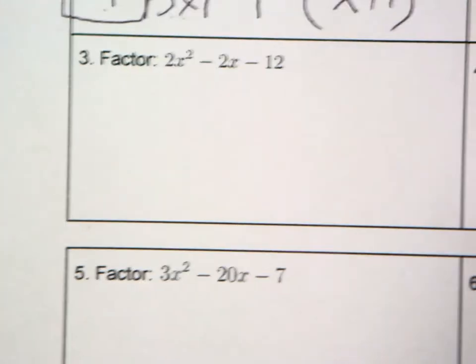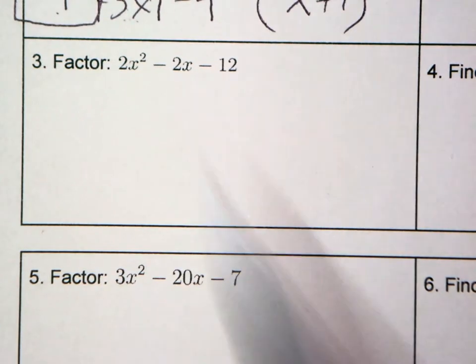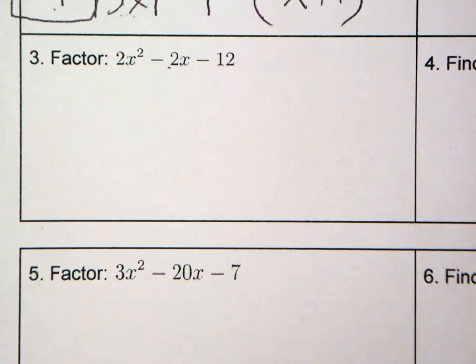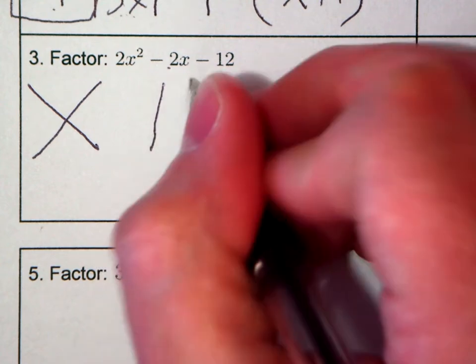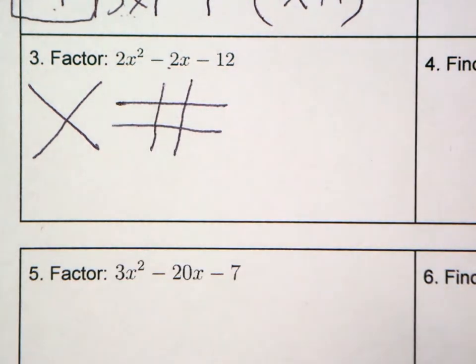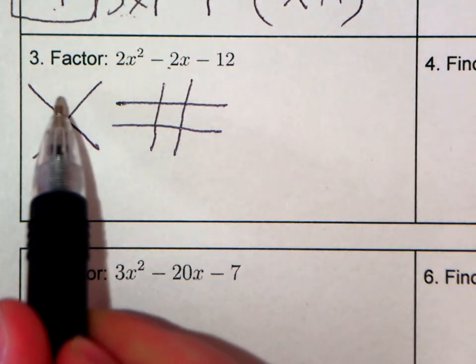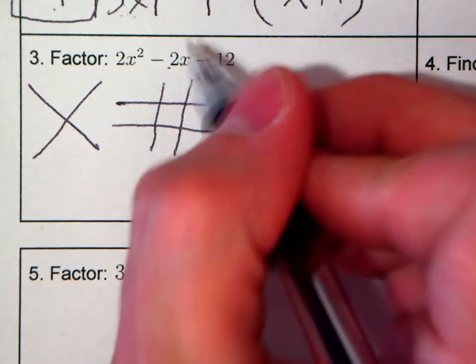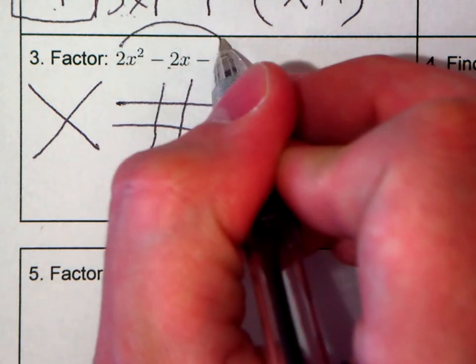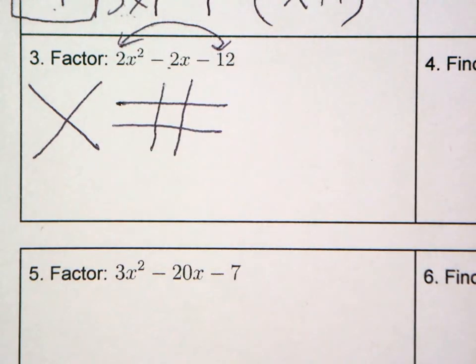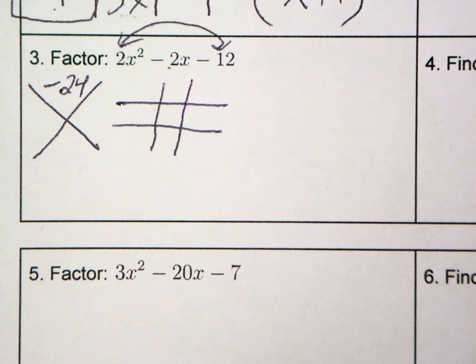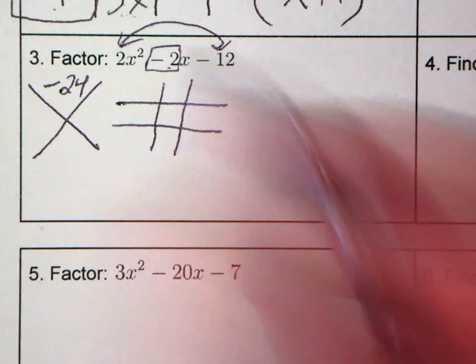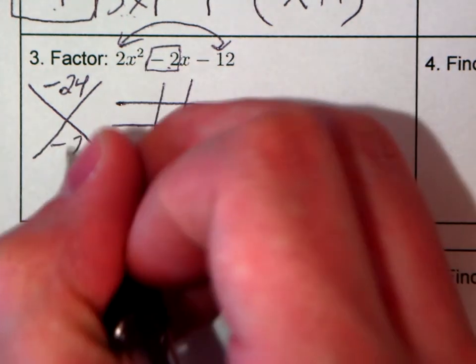Starting with number 3, we're going to use the Xbox method because this b term is not split. So we need to identify how to split it. We'll start with drawing an x and drawing a 3x3 box. On the top of the x, we're going to put a times c. So that is 2 multiplied by a negative 12, which gives us negative 24. On the bottom of this x, we're going to put our b value, which is negative 2.